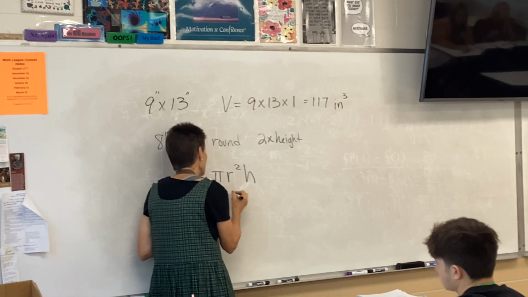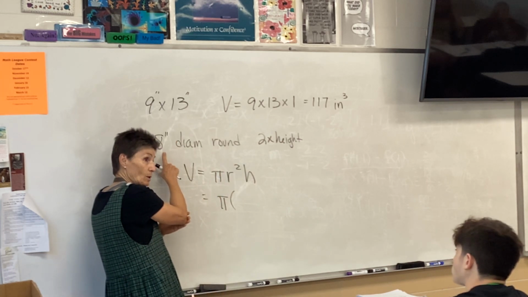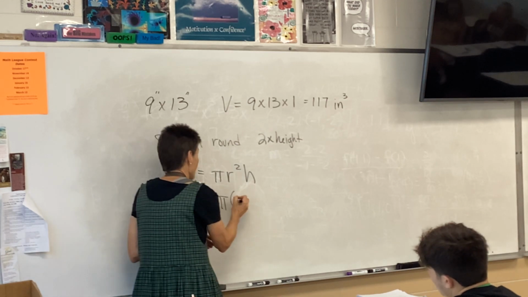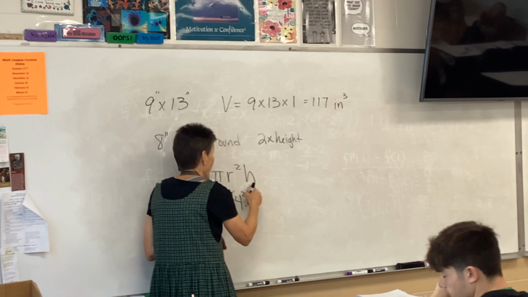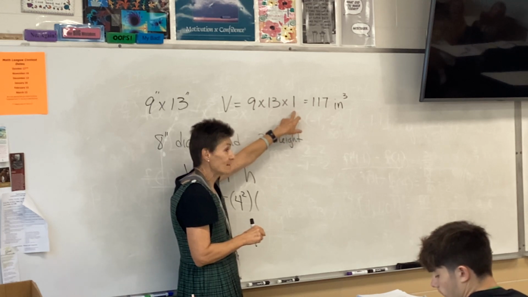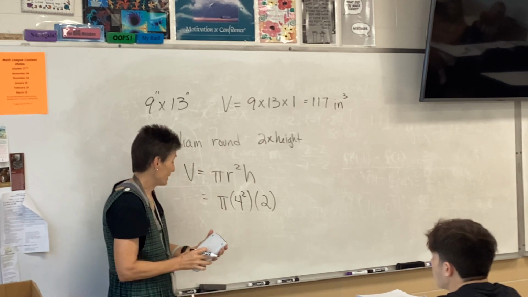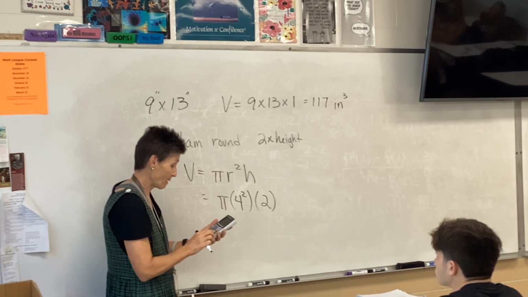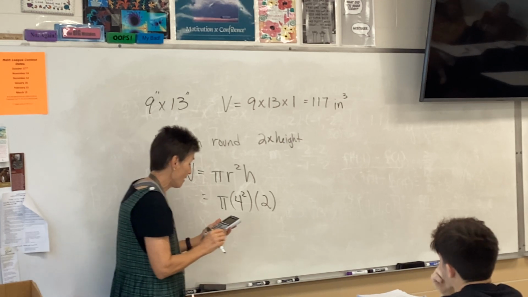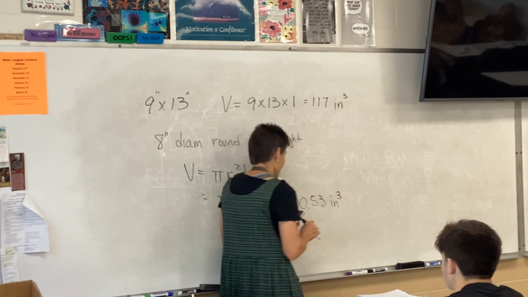Now, be careful, the problem said that the diameter of the cake was 8 inches, which means its radius is 4. So this is gonna be 4 squared. And then the height, remember we said the height is double this one? And since I made that one 1, this one's gonna be 2. So I'm gonna type that in on my calculator, using my pi button, pi times 16 times 2. That is 100.53 cubic inches.